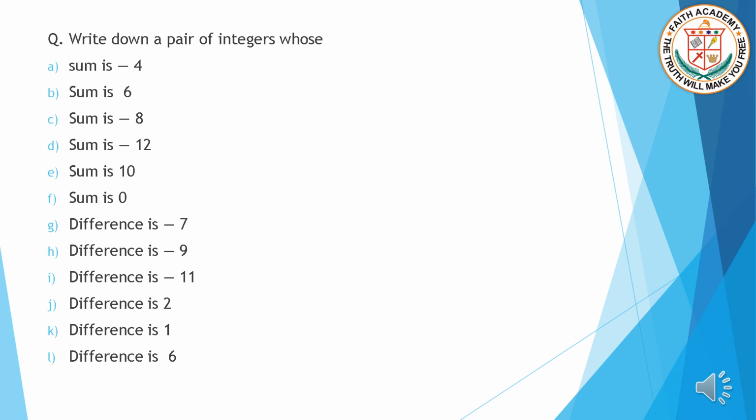Difference is minus 11. Again, you have to find out two different integers. When we are finding out the difference, it should give us minus 11.